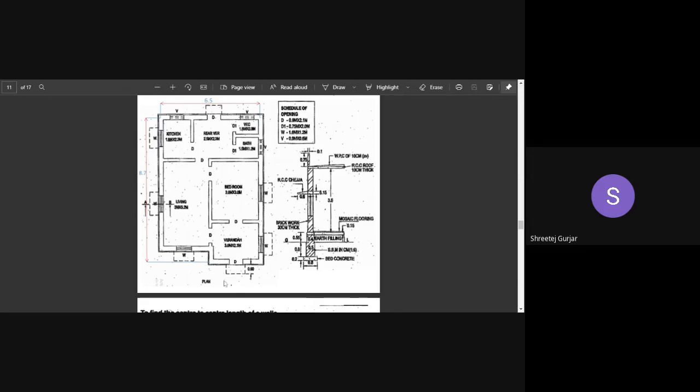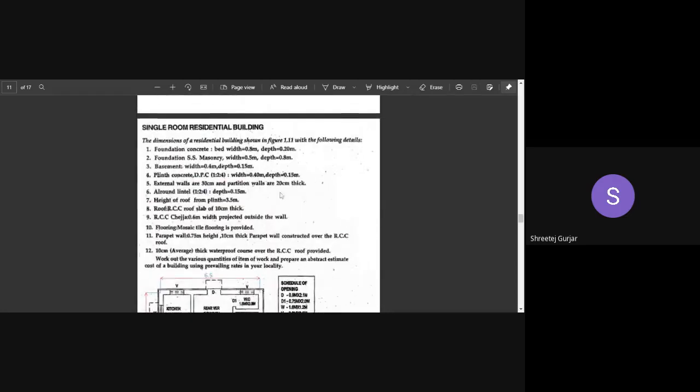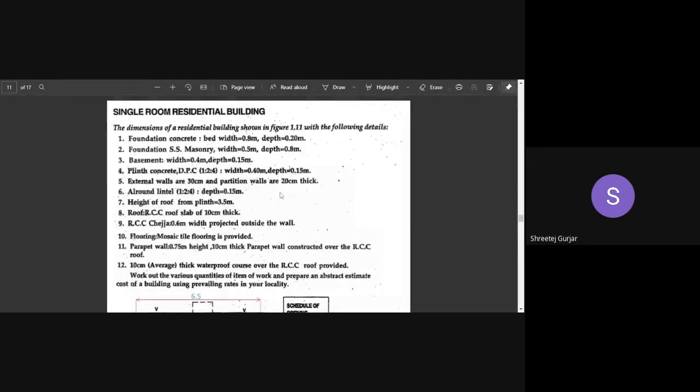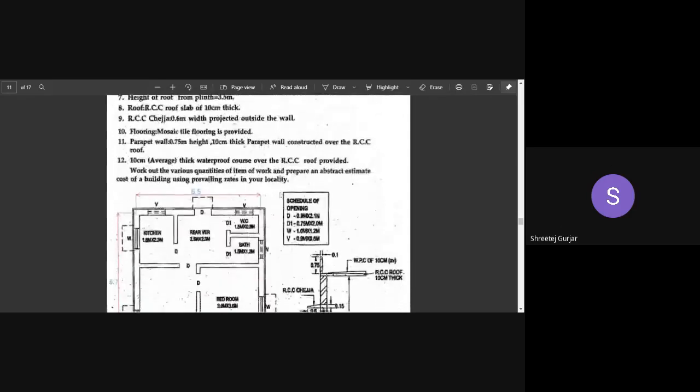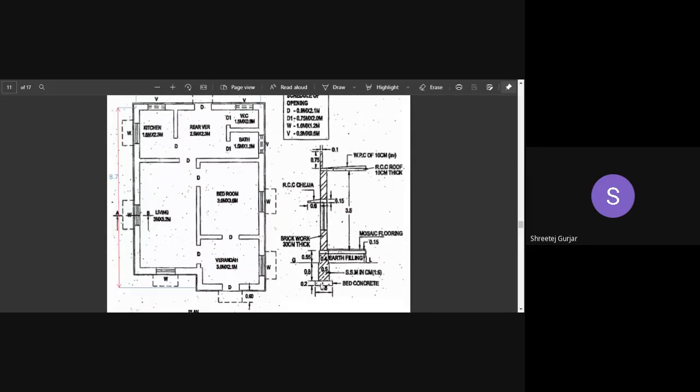This is your front elevation. This is the front part of your plan, and this is your rear side. This is your entrance. Looking through the details they have given, the dimensions of the residential building are shown in figure 1.1. Then it has a foundation concrete, a bed concrete of width 0.8 and depth of 0.2, as they have mentioned here.